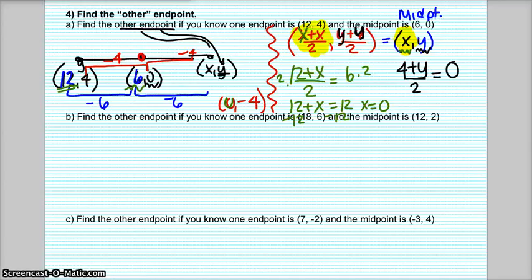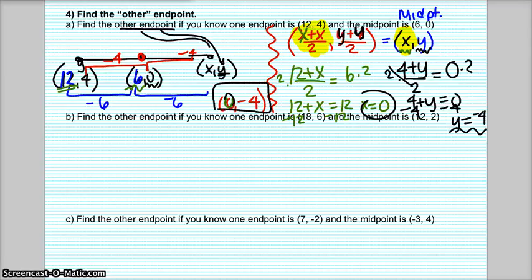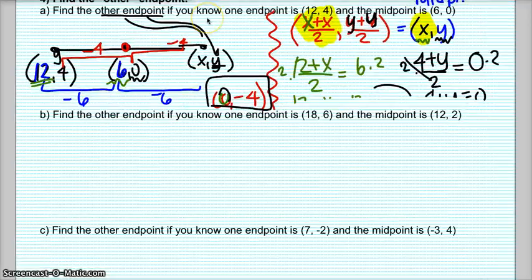So 4 plus what, divided by 2, is going to give you 0. Here's an algebraic equation that you can solve. So here's the ordered pair, 0, -4. So you can do it more logically, kind of looking at a diagram and counting, or you can do it algebraically. So let's look at letter B.